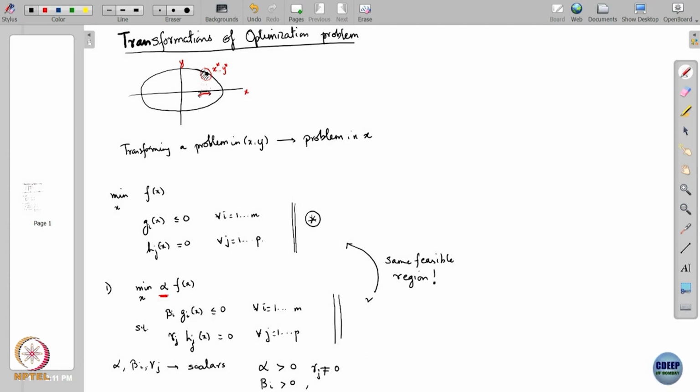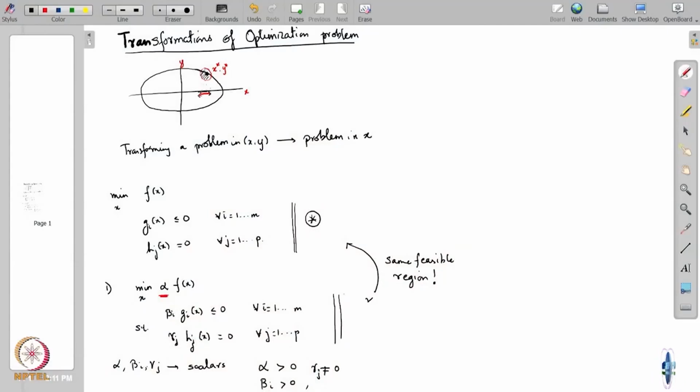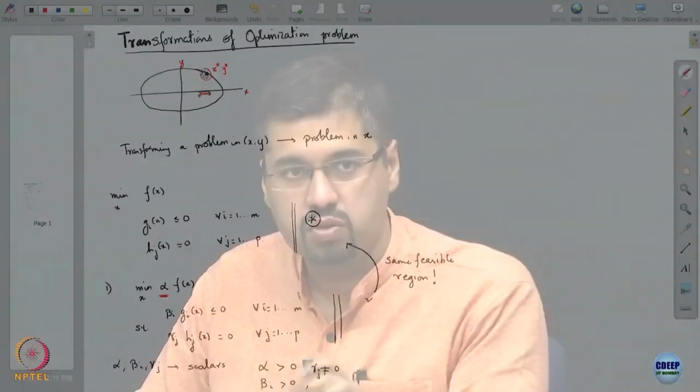Okay. What about the objective? The objective of 1 is being scaled: the objective of 1 is alpha times the objective of star. So the objective value will be scaled. If you send these two problems into a subroutine that solves them, what are you going to get that is the same for both? Suppose they both have one unique solution, what would you get? What would be the same in both?